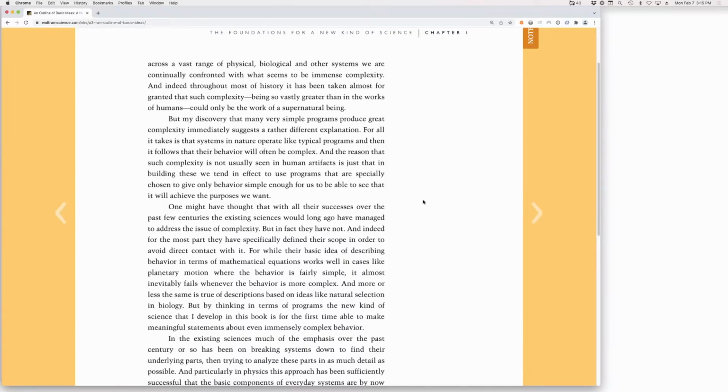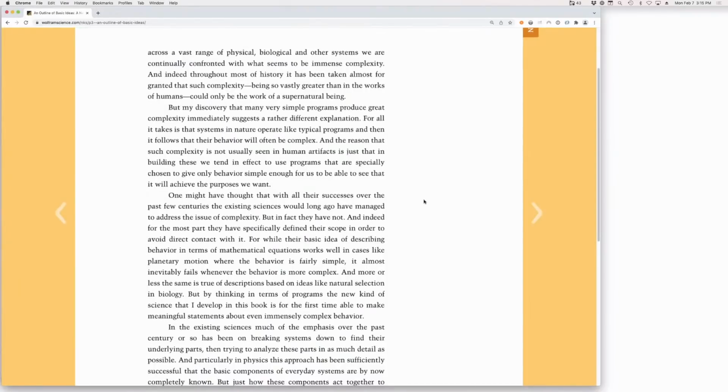One might have thought that with all their successes over the past few centuries, the existing sciences would long ago have managed to address the issue of complexity, but in fact, they have not. And indeed, for the most part, they have specifically defined their scope in order to avoid direct contact with it. For while their basic idea of describing behavior in terms of mathematical equations works well in cases like planetary motion, where the behavior is fairly simple, it almost inevitably fails whenever the behavior is more complex. And more or less the same is true of descriptions based on ideas like natural selection in biology.